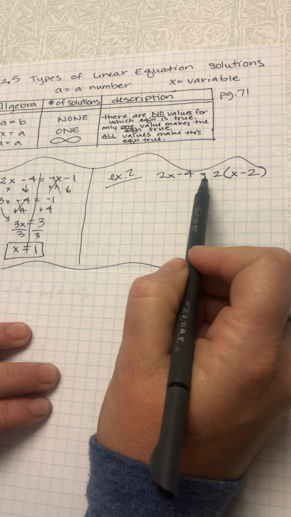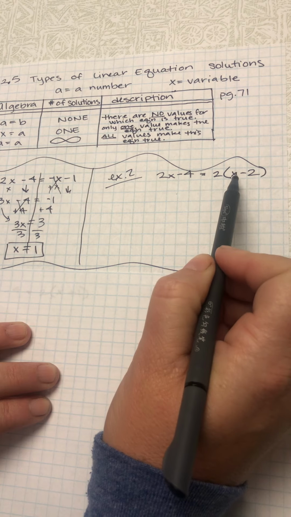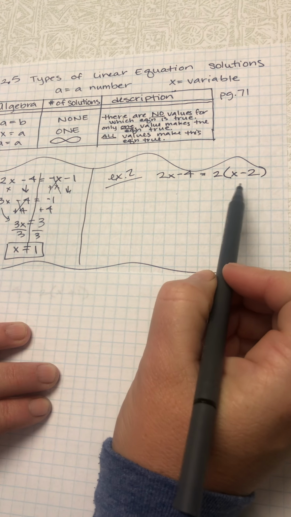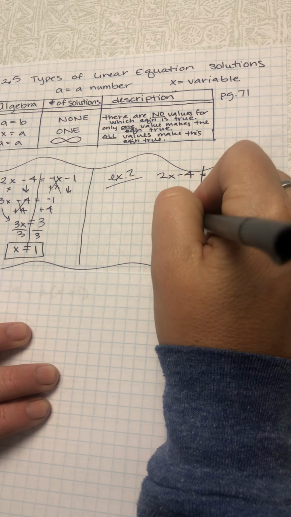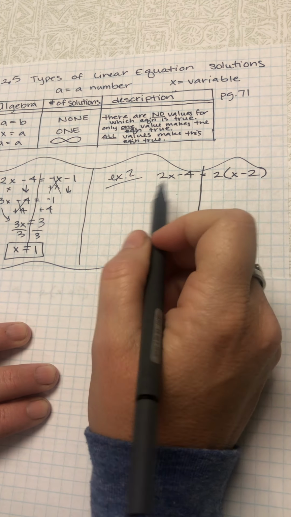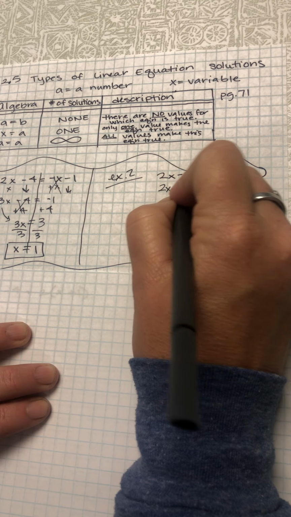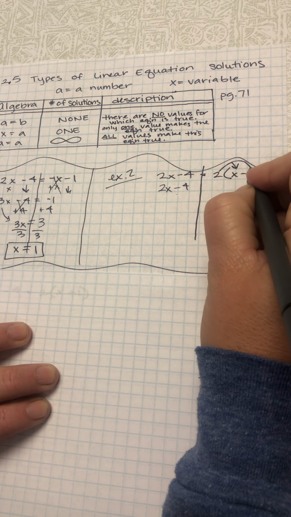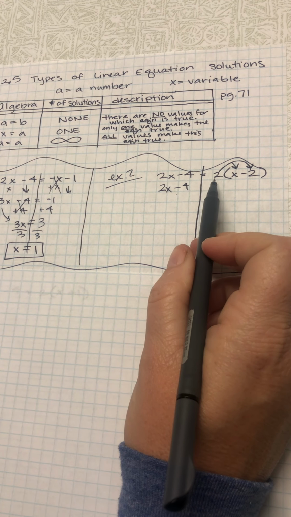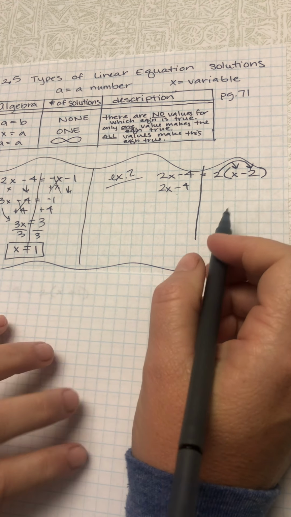2x minus 4 is equal to 2 parentheses x minus 2. Okay, same thing. I'm going to draw my line down the equal sign. There's nothing to do on the left. I'm just going to bring it down, 2x minus 4. My first step is going to be on the right, and I'm going to distribute the 2 on the outside to get rid of the parentheses.